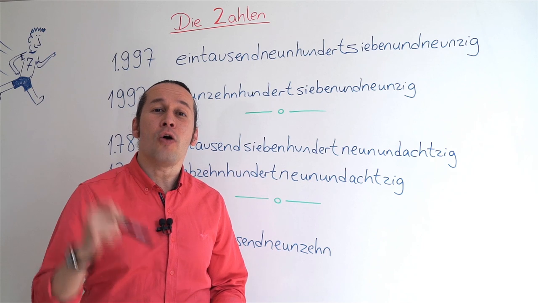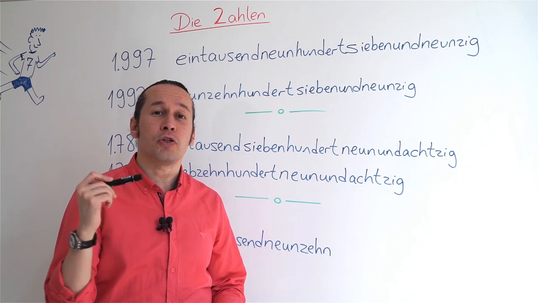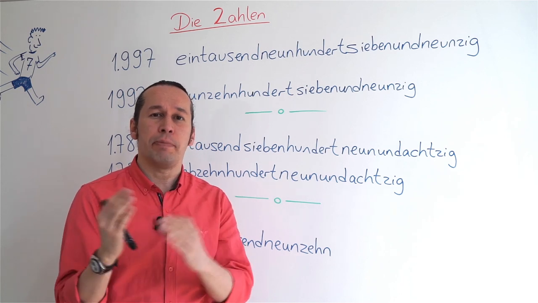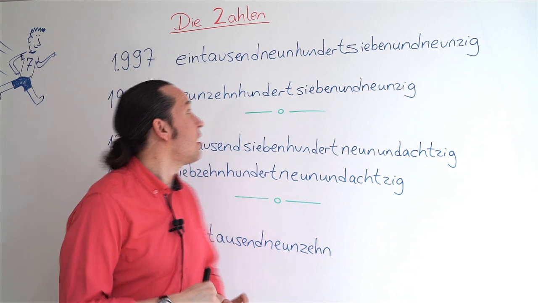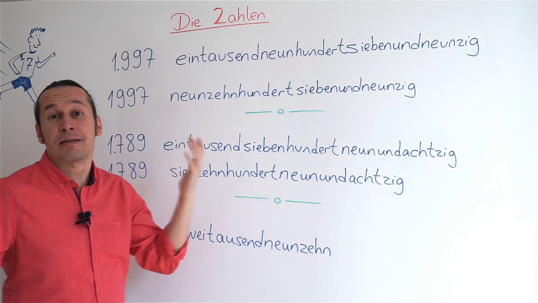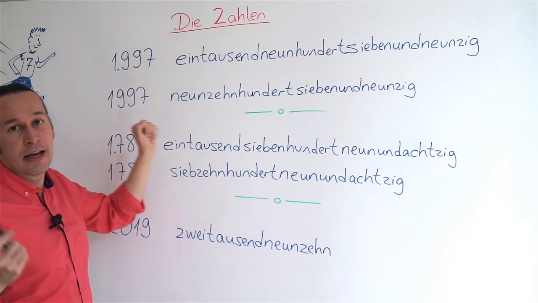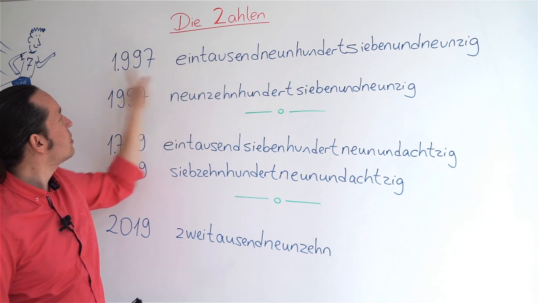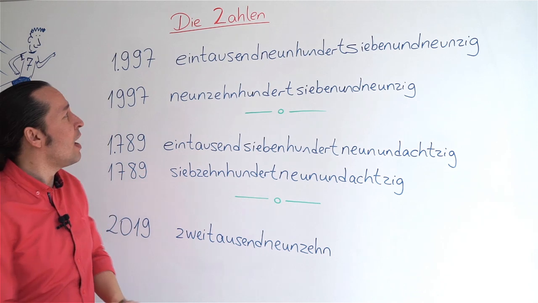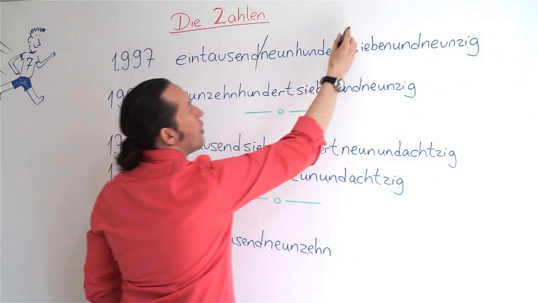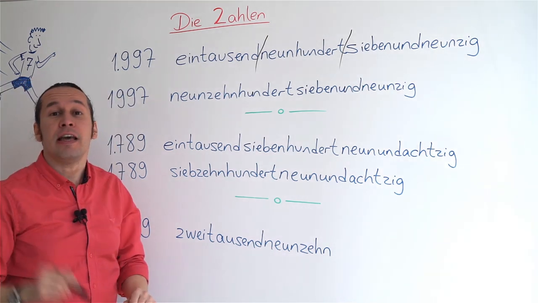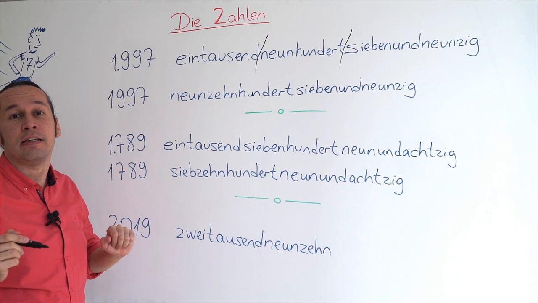Now let's see how the years are pronounced. I'm going to show you a number, and then the same number as a year, so that you can compare how it is pronounced. Let's get started. If I say 1987 as a number, then I'd say, just like in English, 1000, and so on. But what if I say the year 1997?